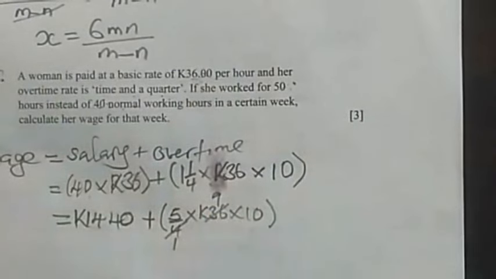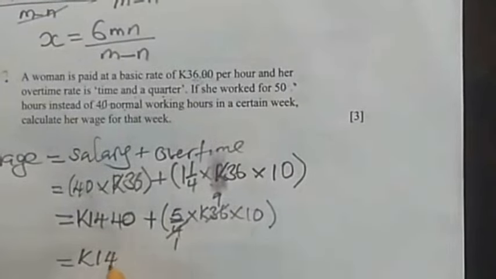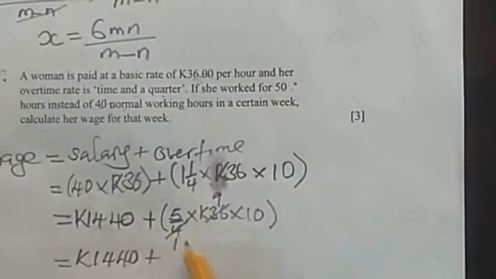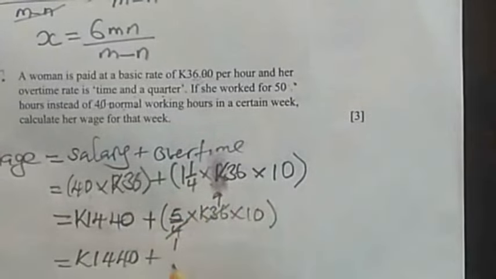Once we have done that, we can rewrite what is remaining. So we can say equal to kwacha 1440 plus, then this is 1 into 5, which will be 5. 5 times 9 will give us 45.